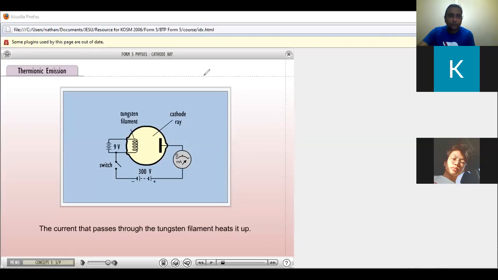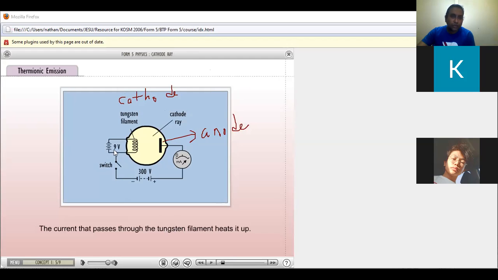consists of the filament here. The filament will act as a cathode, and then at the other end you have the anode. So it consists of a cathode and an anode. Now, so what happened?